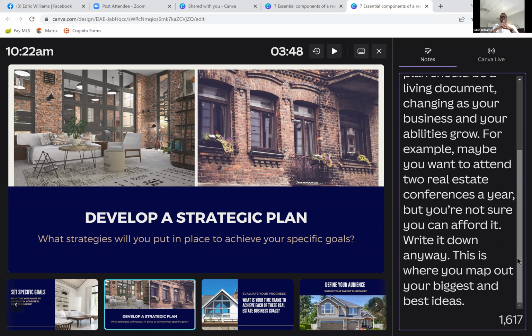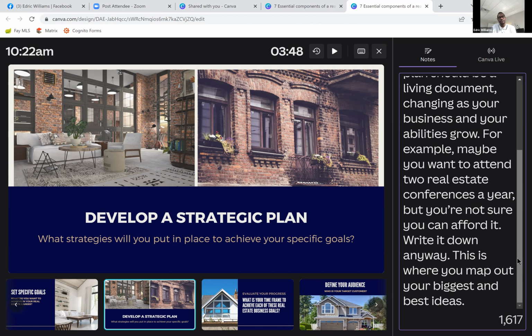Map out what your biggest and best ideas are. Don't be so concerned about affordability, skill set, knowledge, but think about what are those ideas that have always interested you, and put those in your business plan, because then that's a factor of getting the resources you need to accomplish those big ideas.